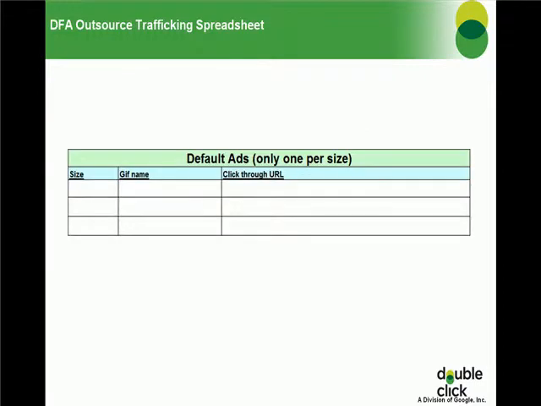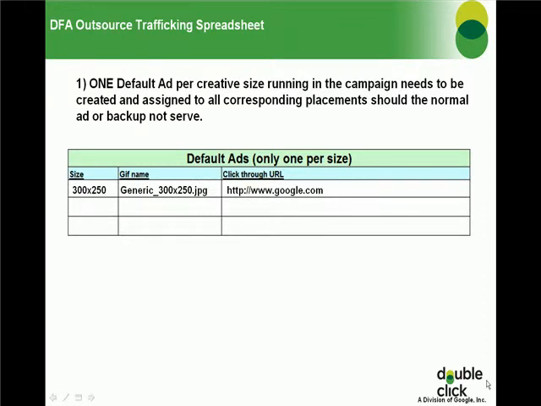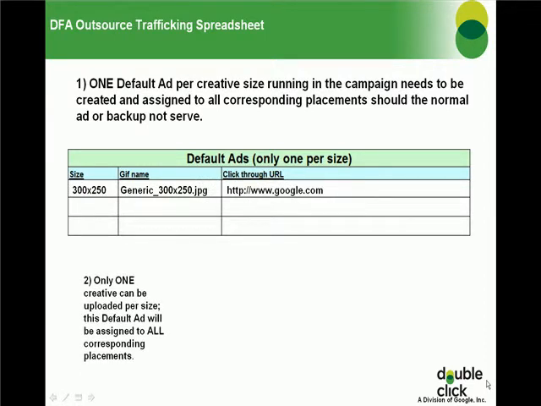You will find the default ad section at the upper right-hand side of the trafficking spreadsheet. A default ad is the lowest priority ad and is served only in the event that your standard ad is unable to. The default ad ensures that your user will not be served a blank ad. You can only assign one default ad as a GIF or JPEG per size.